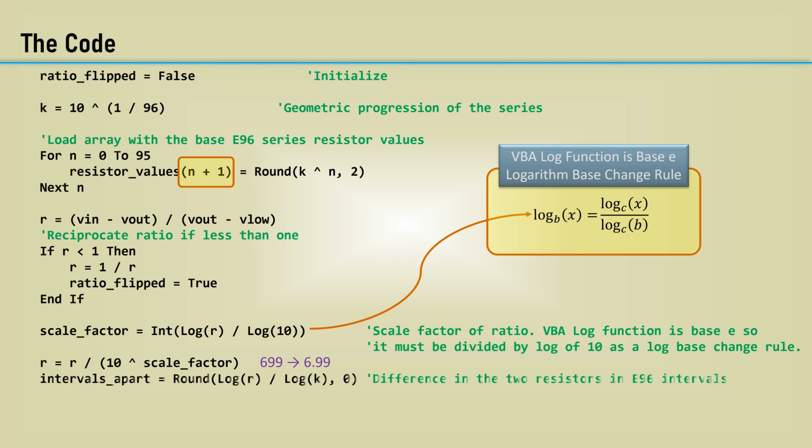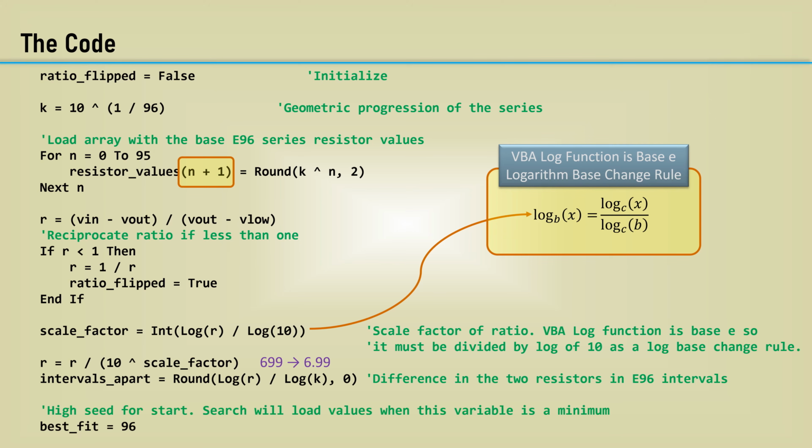Now it's time to calculate how many E96 intervals apart the ratio is. From the math we looked at earlier, it's the log of the ratio over the log of the geometric progression common ratio. That gets rounded to 1 digit. The best fit number is reduced each time a better set of resistors are found. Here it is initialized to a large number as a seed.